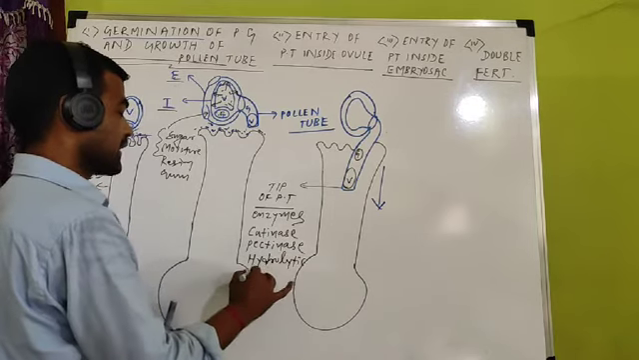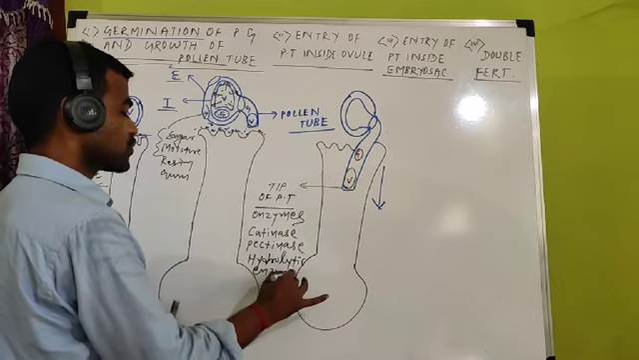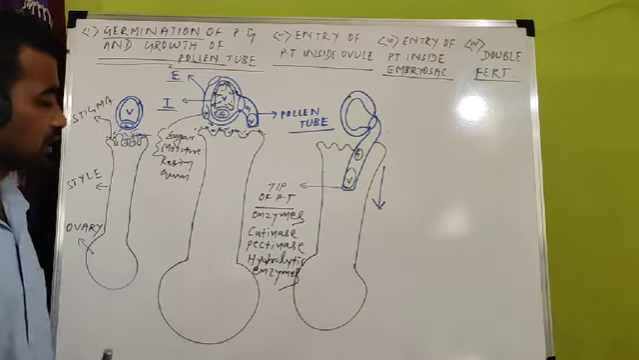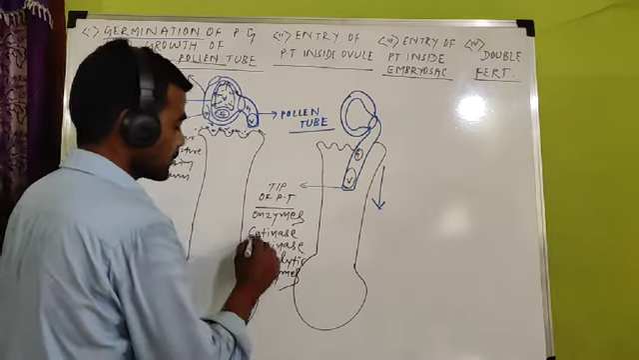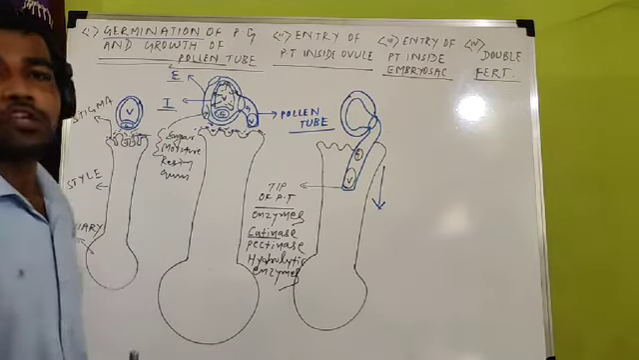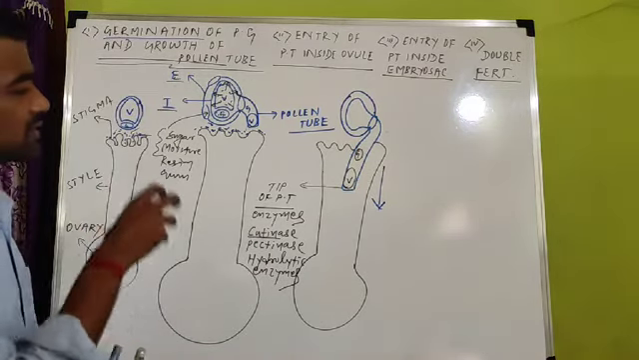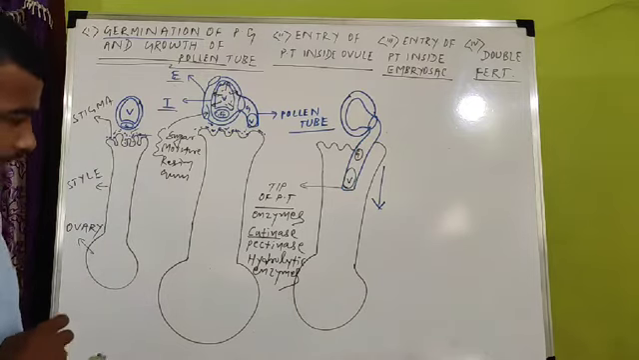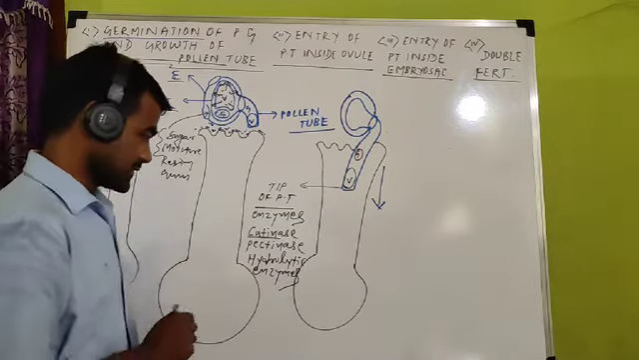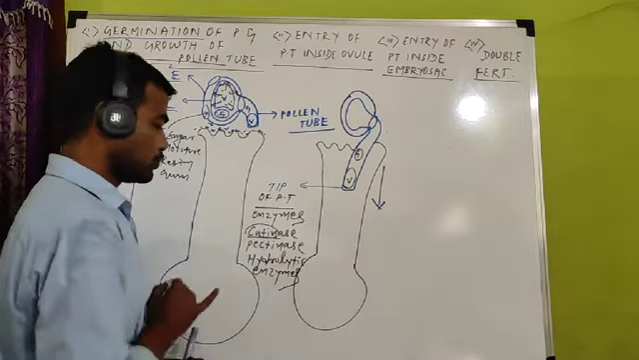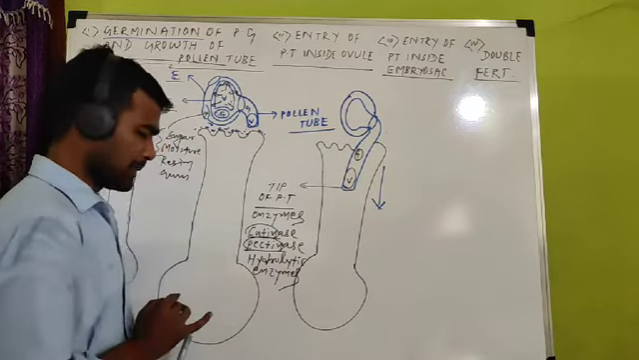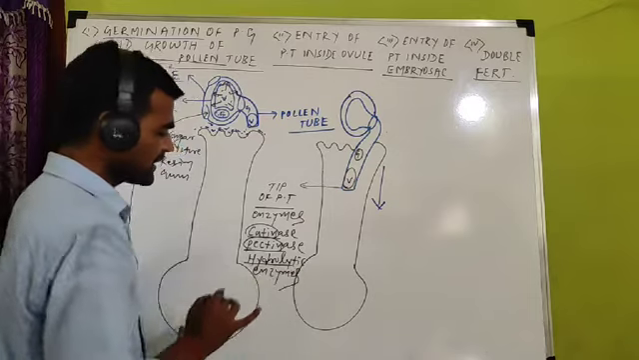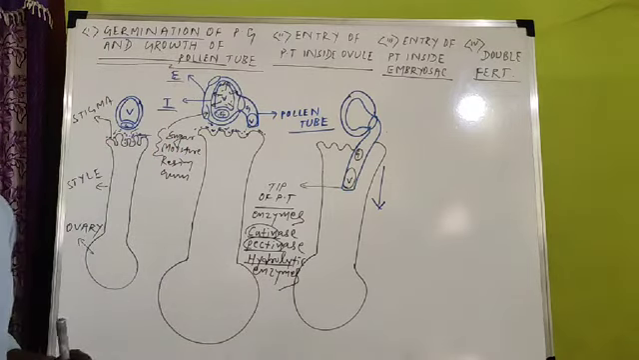Hydrolytic means breaking. Hydrolytic enzymes. Other hydrolytic enzymes: cutinase, pectinase and hydrolytic enzyme. What is the function of cutinase? It can break the cutin. Cutin is a chemical present in the cell wall of the plant cells. So cutinase can break the cutin chemical. Similarly, pectinase can break the pectin chemical. And hydrolytic enzymes can break the other chemicals.